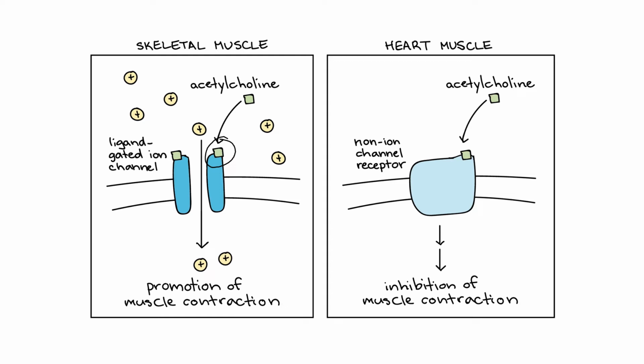For heart muscle, acetylcholine is actually going to bind to another type of receptor. It's going to cause inhibition of muscle contraction, so a little bit different than what we have in the skeletal muscle. Same neurotransmitter, but different effect because of the different types of ion or non-ion channel receptors.